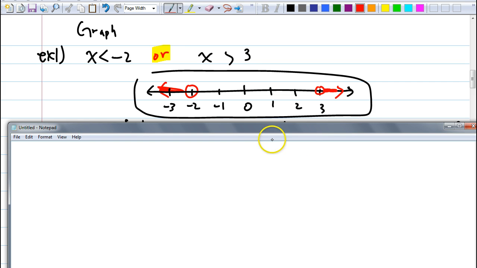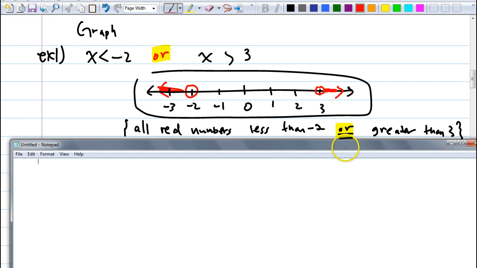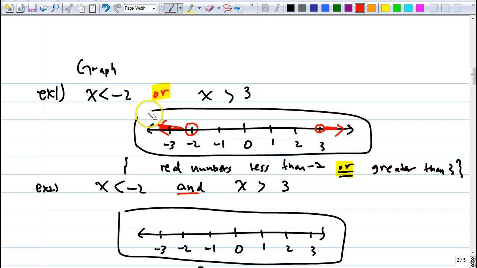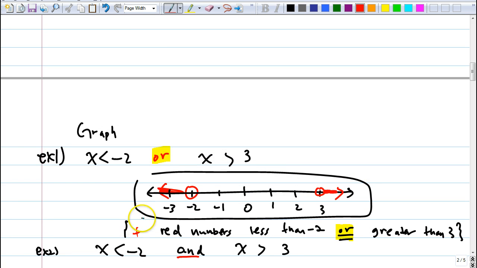So how would you write this as a sentence? Yes, real numbers except between -2 and 3. I guess you could say it that way. All real numbers except the real numbers between -2 and 3. Or I could say it using the word or. Actually, I should say the real numbers less than -2 or greater than 3.